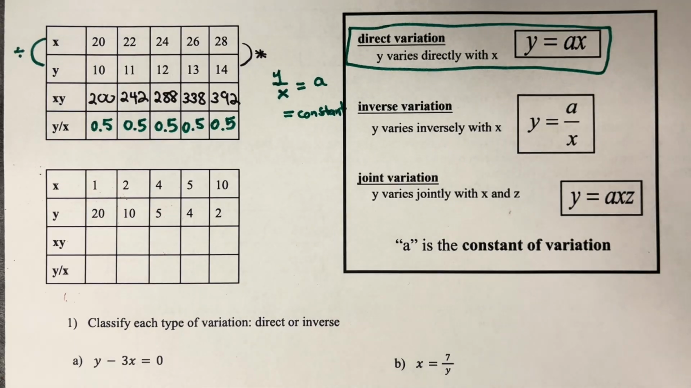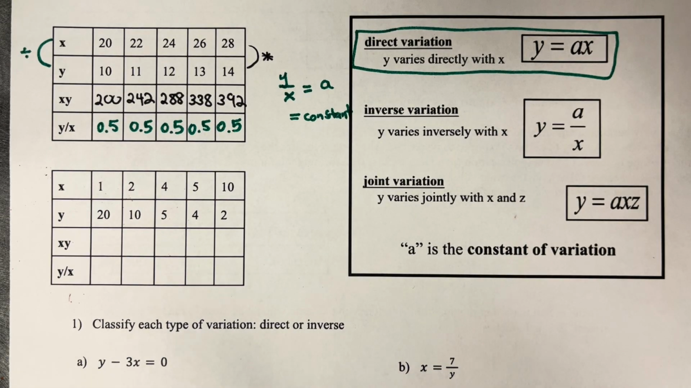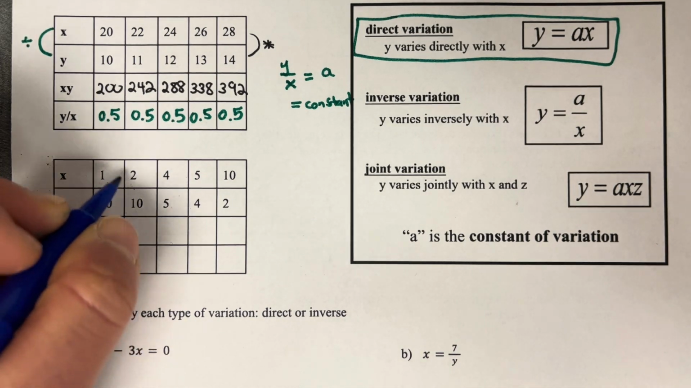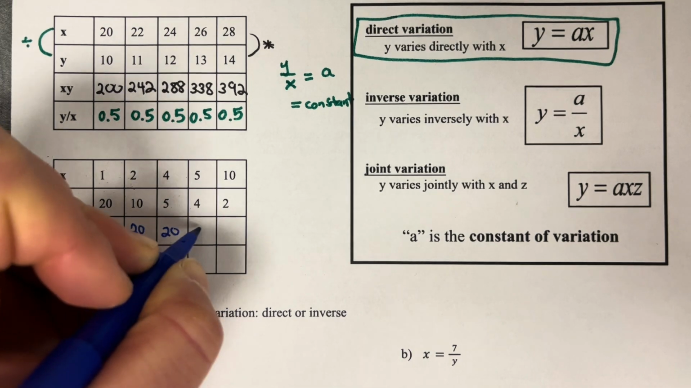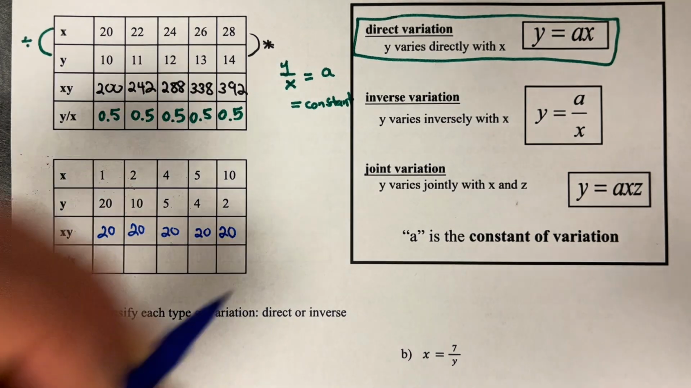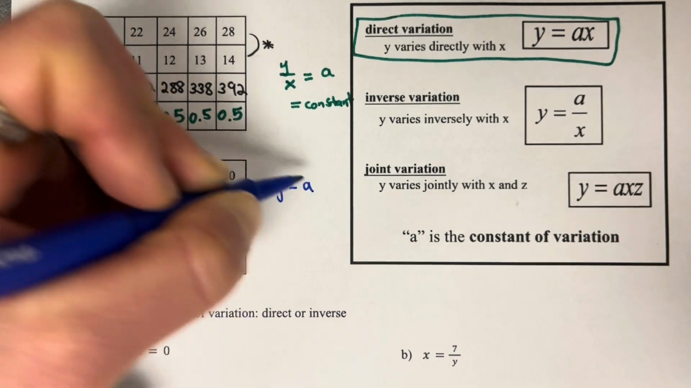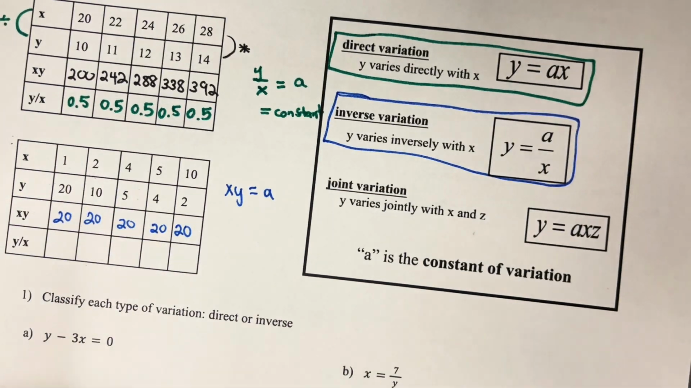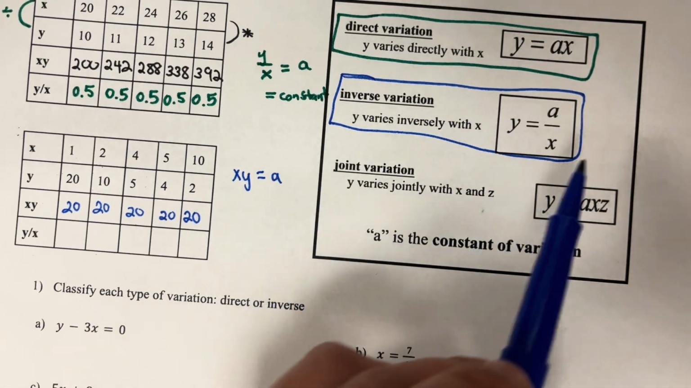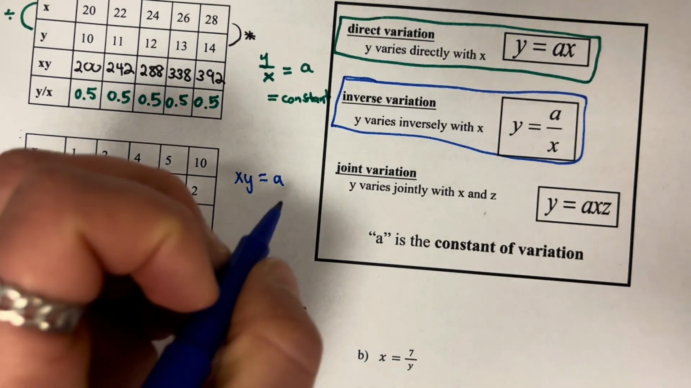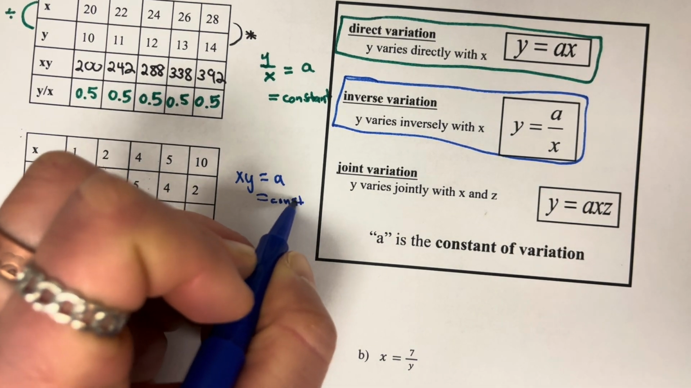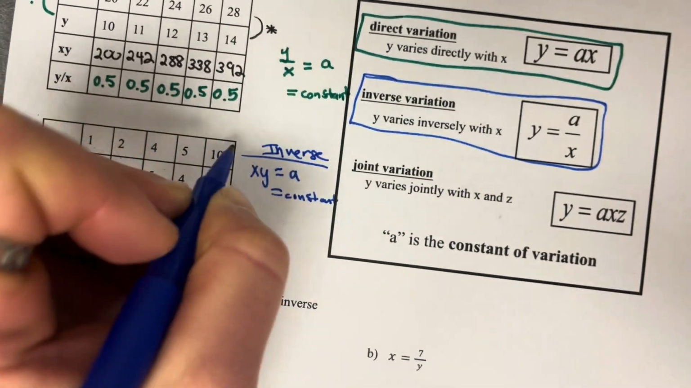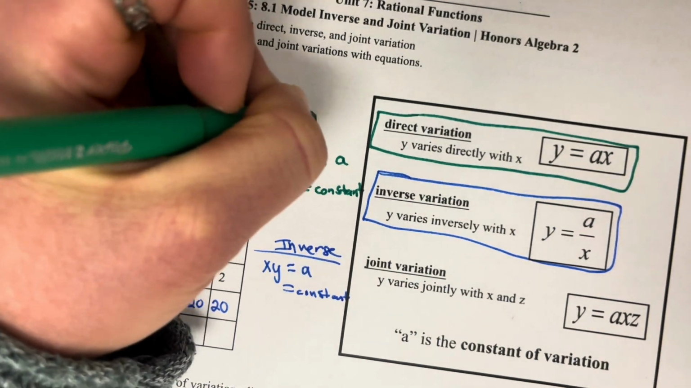Next, we'll look at one that varies inversely. So, start by doing x times y. 1 times 20 gives us 20. 2 times 10 gives us 20, and so on. We get 20 for all of them. So that means that xy is constant, which means that this is inverse variation. So in this case, we can always take our constant, divide it by x, and get y. So go ahead and label those inverse variation, direct variation.